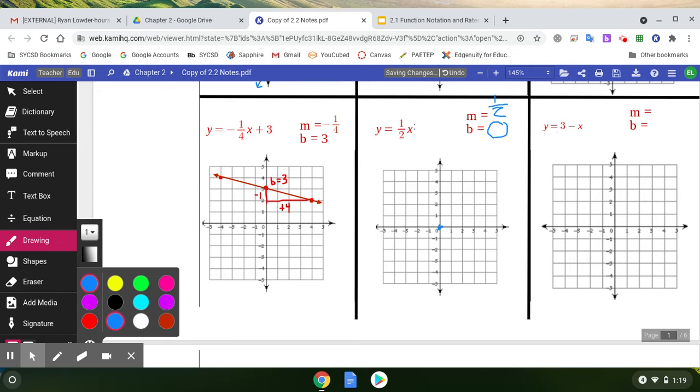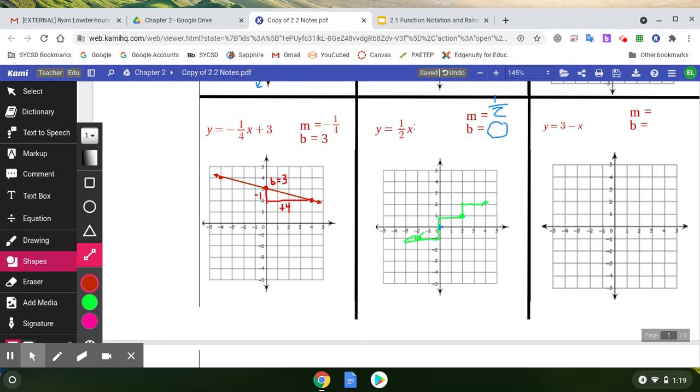So from this point, that means my change in y is 1. So I'm going up 1 unit. And then the change in x is 2, so I'm moving to the right 2 units. I could do that again if I wanted to get another point on my line. I could even go backwards. I could go down 1 unit and to the left 2 units. And in the end, I'm still going to create my linear function.